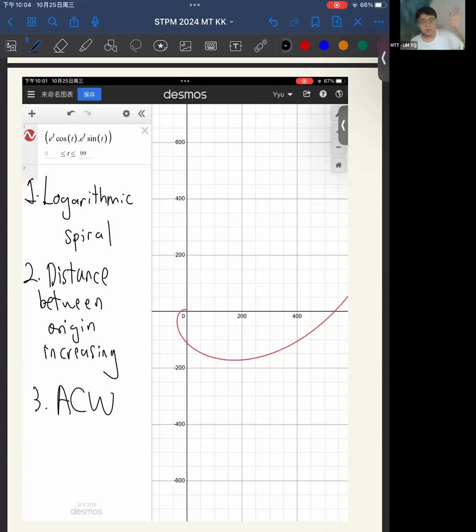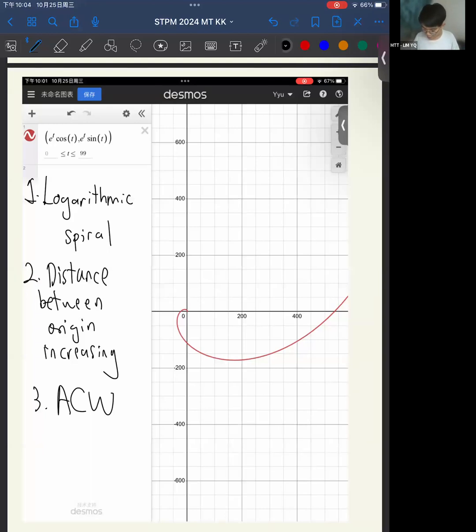So you can discuss these three things also. All of them are called a logarithmic spiral. Just two things you need to identify, whether the distance is increasing or decreasing, and the direction, anti-clockwise or clockwise. I think that is enough for you already. That much of thing only.